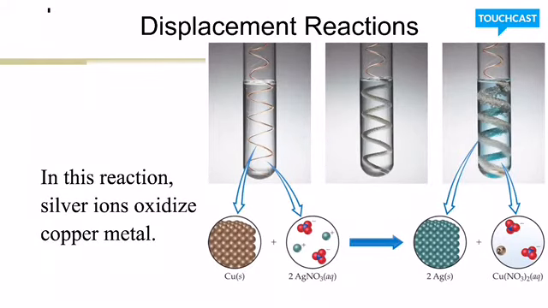Here's another example. So this is another single replacement reaction, and this image does appear in your textbook on page 141. So in this reaction, the silver ions, now the ions are in solution, they oxidize the copper metal. So this is a little bit different, isn't it? So I want you to think about what's going on with the copper. What does the copper have to do in order to get into solution?